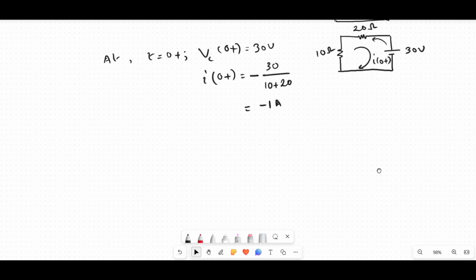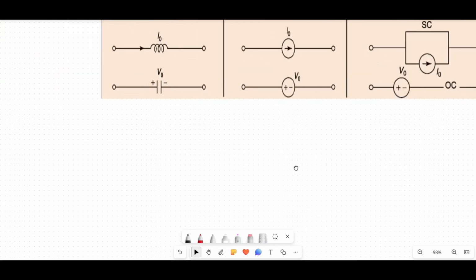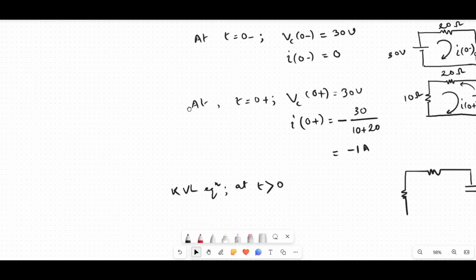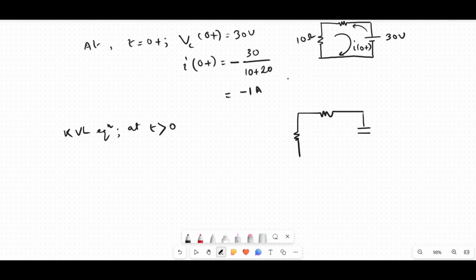Now let's see the KVL equation for t greater than 0. During this, the circuit will be changing to this format. If you remember, we have discussed in the table that the capacitor will behave as a voltage source in series with an open circuit. So the combination will be the capacitor and the supply, and both should be in series.